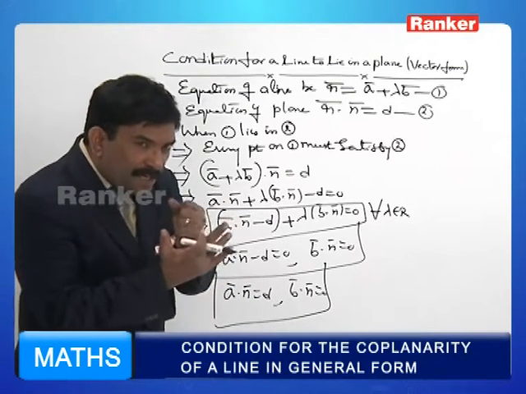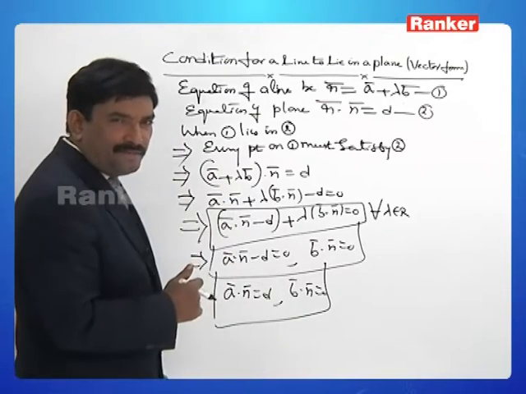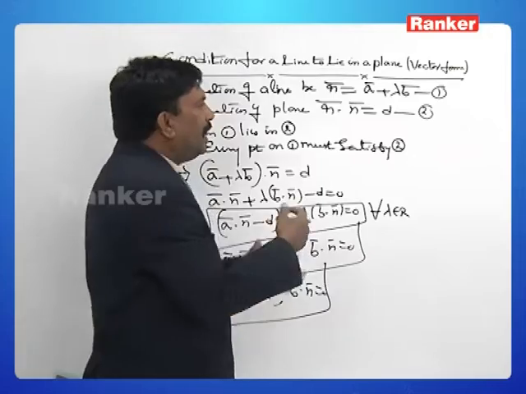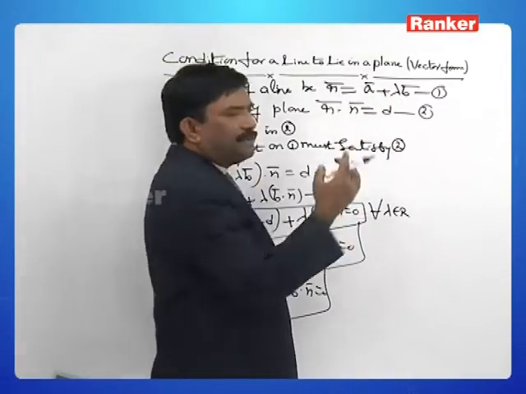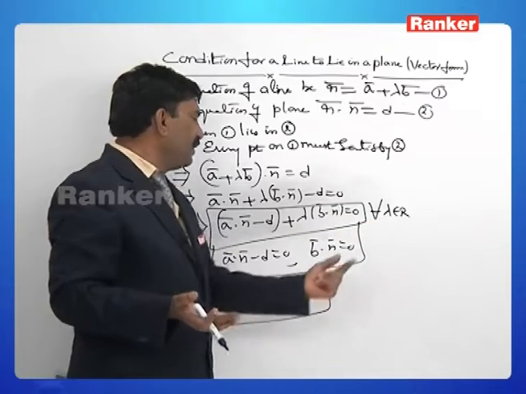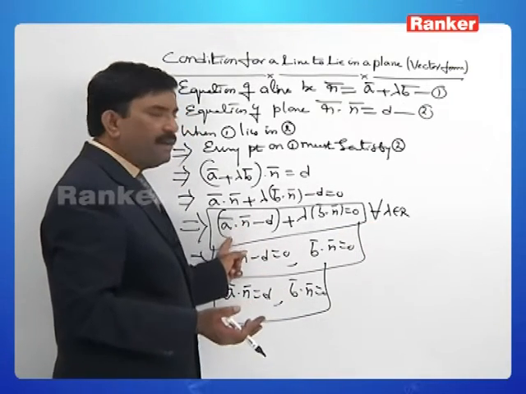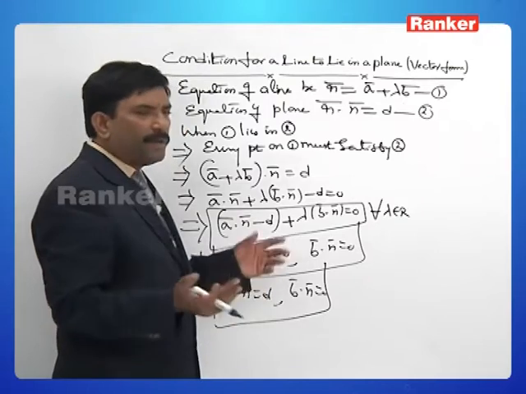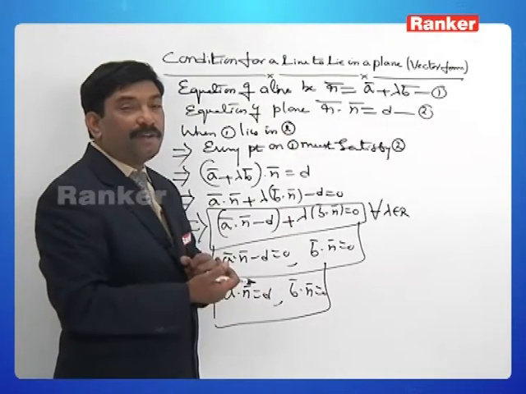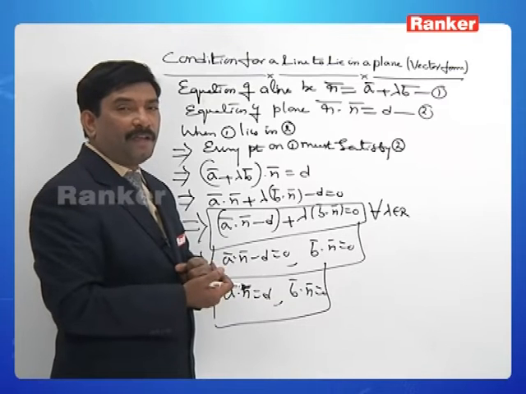Then you tell me what is the point of intersection of the plane and the line. If you want, you solve this and get the value of lambda, and substitute here. Here only lambda is there. You transfer this one: lambda times b bar dot n bar is equal to minus of a bar dot n bar minus d. Cross multiply. That gives the value of lambda. Substitute. That gives the position vector of the point of intersection of the line and the plane.